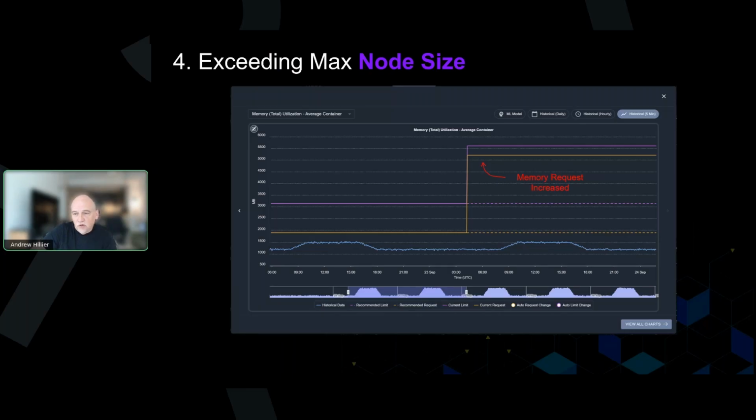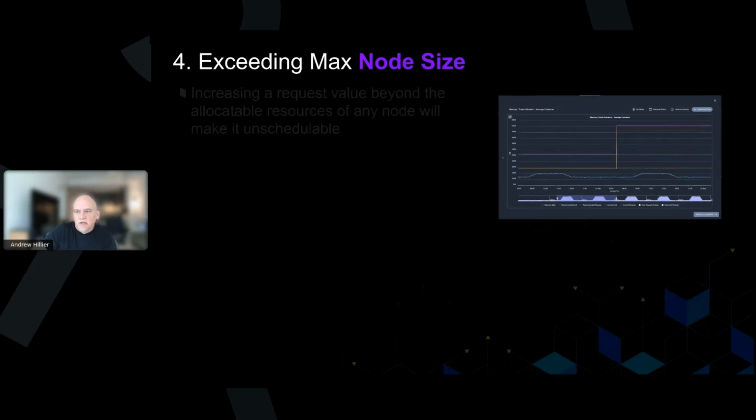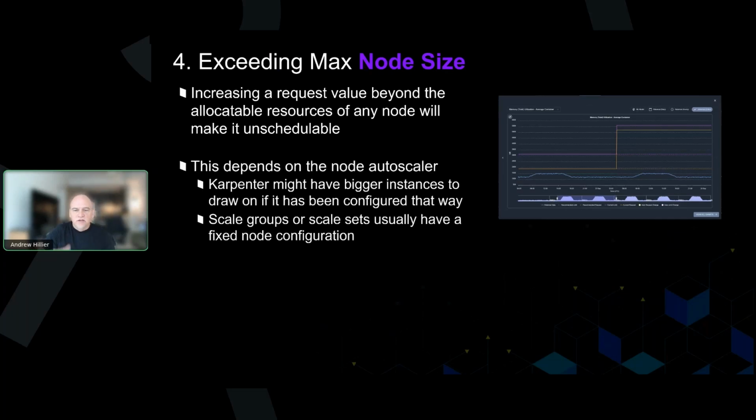The limit's okay to go above the node size. It doesn't check that with scheduling, but it will check the request, and you'll need a big enough node. So increasing the request beyond the allocatable resources of the node will make it unschedulable. I say any node because it depends on the autoscaler.